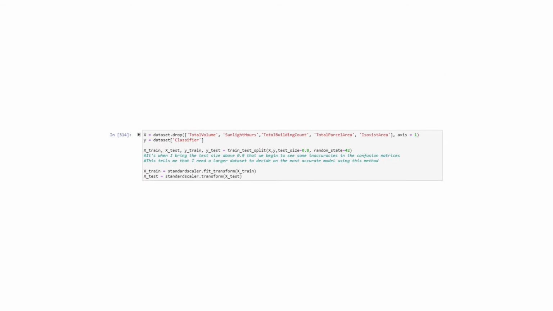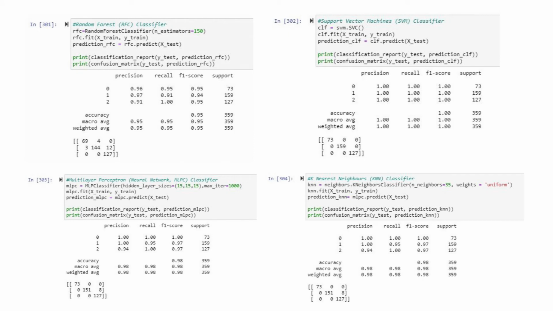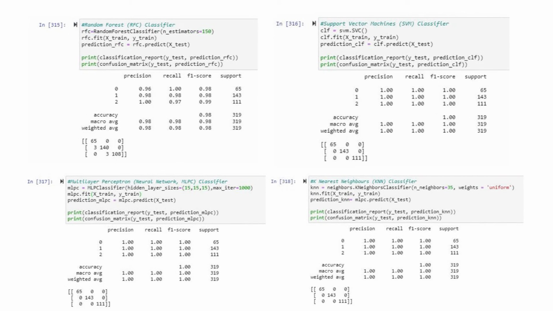Looking at the confusion matrices, there is an unbelievably high precision, with the lowest displaying a 95% accuracy, and when I decrease the test split size to 0.8 from 0.9, this perceived accuracy increases. The primary outcome that I gain from this is that a larger dataset is needed to decide on the most accurate model using this method. However, with a dataset of 400 rows and 10 columns, it wasn't possible to increase the inputs without making the Rhino model grossly out of proportion and therefore unusable.